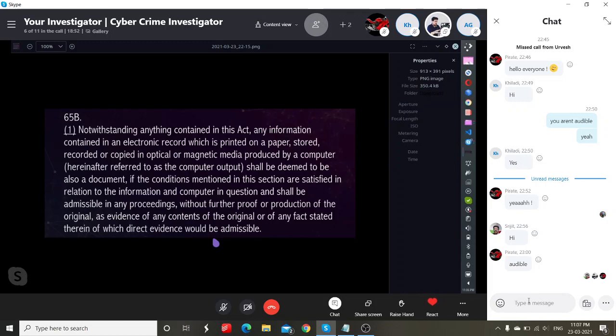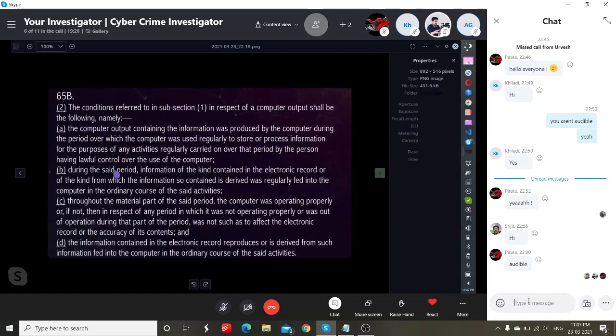So any information, basically, in the form of an electronic record that is produced on paper, in the form of a printout, a picture, or magnetic media, is still considered to be documentary evidence and is admissible in the court of law. Nevertheless, the further two subclauses must be satisfied. Then only. So this was about subclause 1 of 65B. Going into subclause 2, again, we'll try to break this down because it's a bit complex.